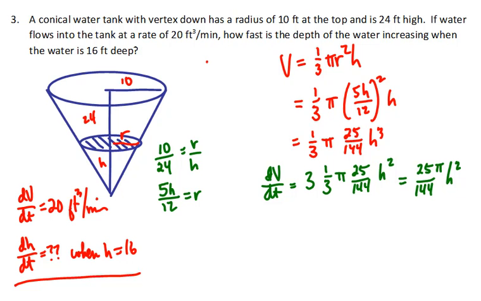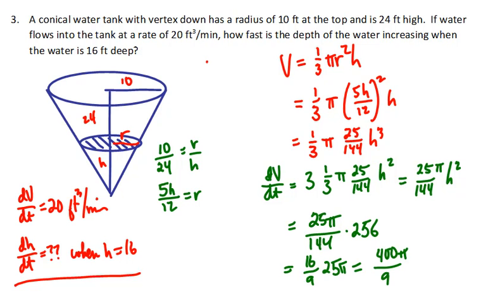Now we're told that h is equal to 16 in the problem. That's the only unknown here. So 16 squared is 256, and 256 over 144 boils down to 16 over 9 times 25 pi, and I believe that gives us something like 400 pi over 9 cubic feet per minute.